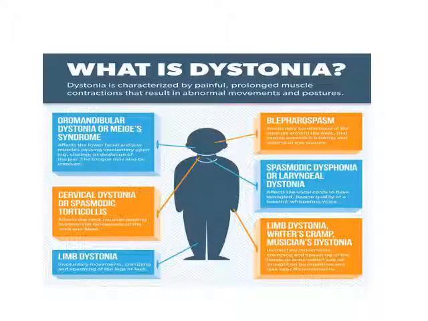So we have two types affecting the facial muscles, the oromandibular dystonia and blepharospasm. We have two types of dystonia affecting the neck or around the neck, which is cervical dystonia or spasmodic torticollis and spasmodic dysphonia or laryngeal dystonia. We have two types affecting the limbs, which is limb dystonia, causing cramping or spasming of the legs or feet.